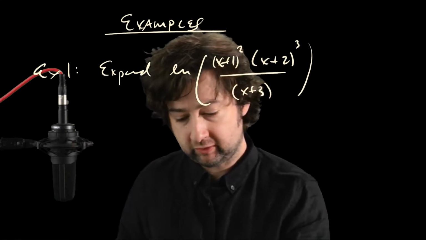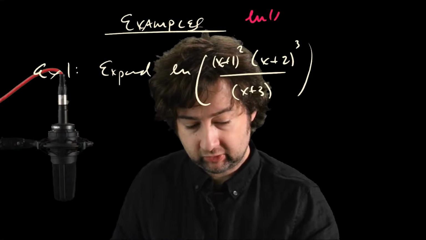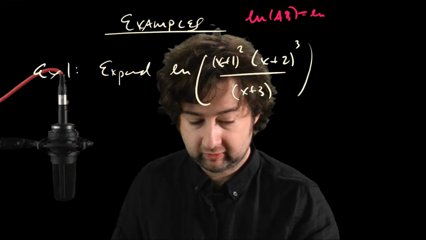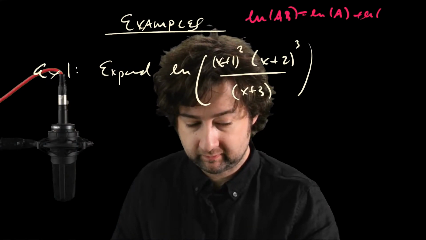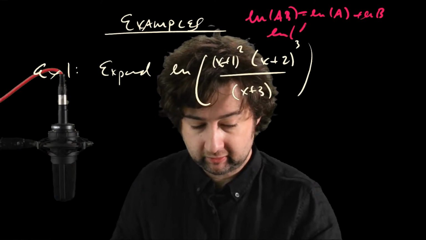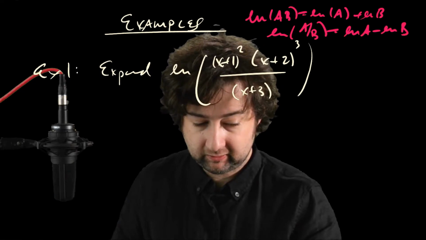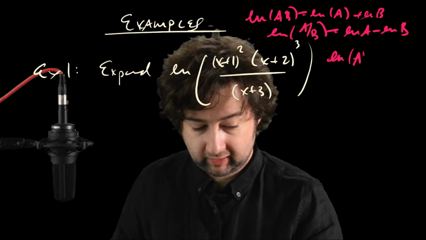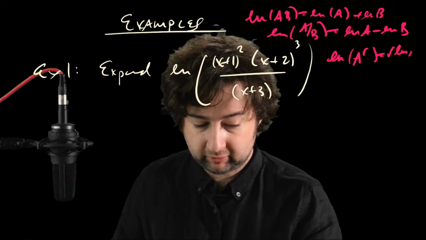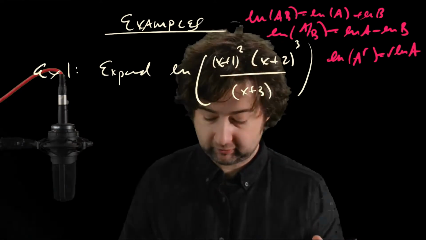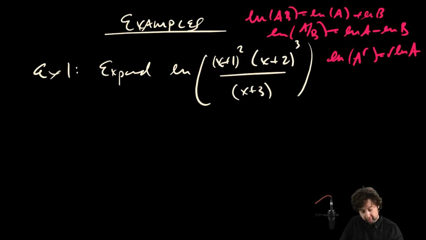And the rules that we're going to use to do that are that the natural log of AB is equal to the natural log of A plus log B, that the log of A over B is equal to log A minus log B, and that the log of A to the R is equal to R log A, as long as R is a rational number. Okay, so we're going to use that to attack this expansion problem.